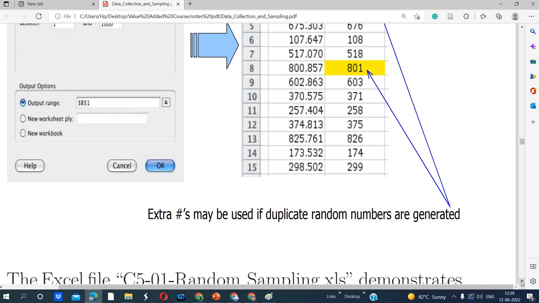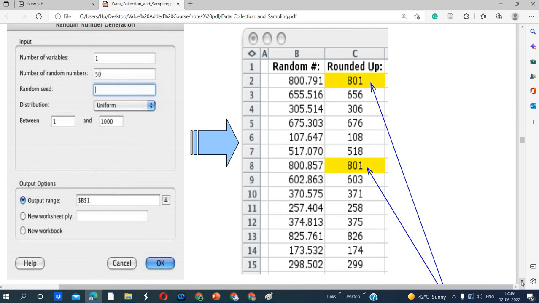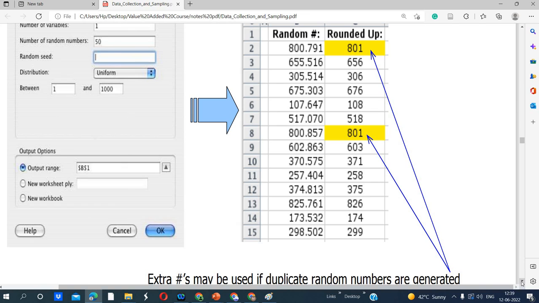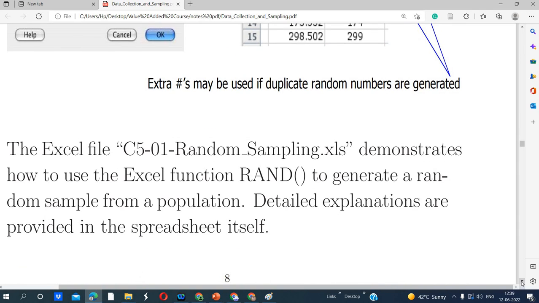So okay, so these are the random numbers. So in the case of random numbers, so these are selected, numbers have been generated. तो rounded value क्या है? 801 और random number क्या है इसका? 800.857. So if we round up this value, so rounded value क्या आएगी? 801. So you can see this is the range of the random numbers. So Excel file random sampling तो okay, इसके लिए डेटा भी अवेलेबल है, इसको किया जा सकता है using the RAND function. We can generate a random number.